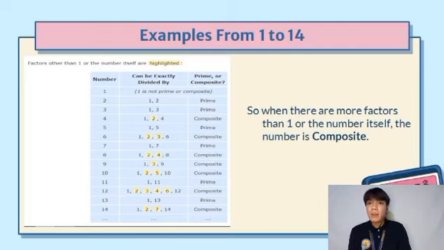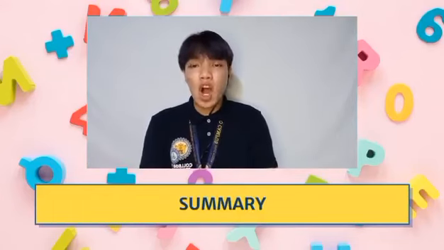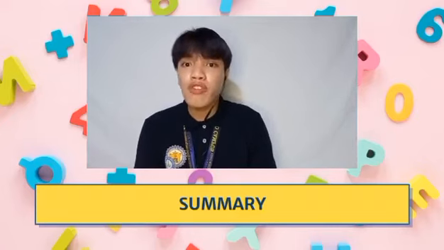So, when there are more factors than 1 or the number itself, it is a composite number. To summarize our discussion for today, composite numbers are numbers with more than 2 factors. If it has only 2 factors, 1 and the number itself, then it is a prime number.